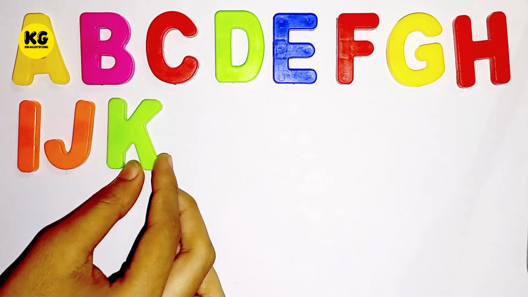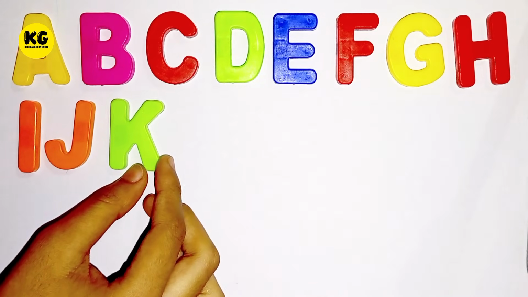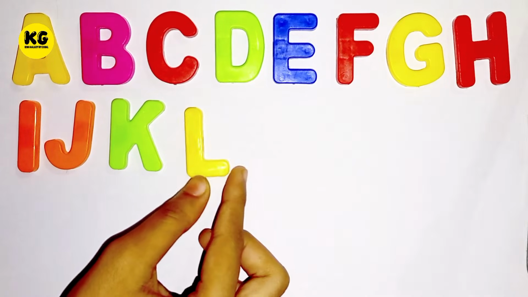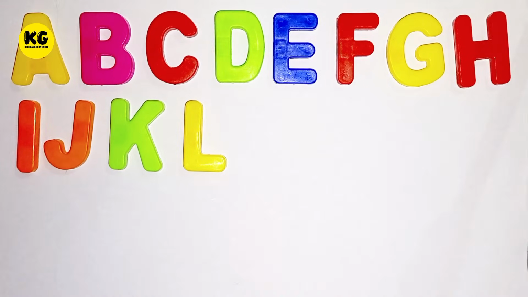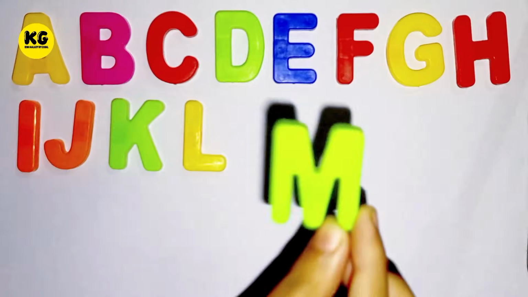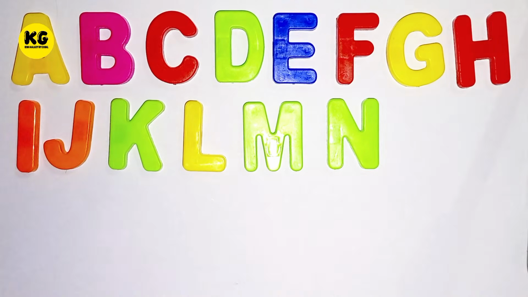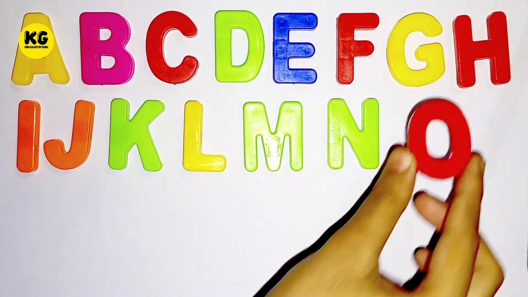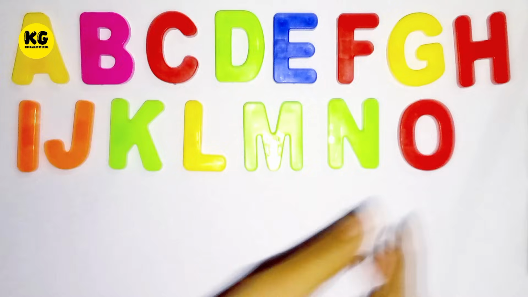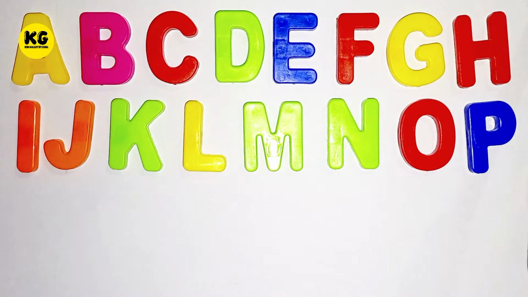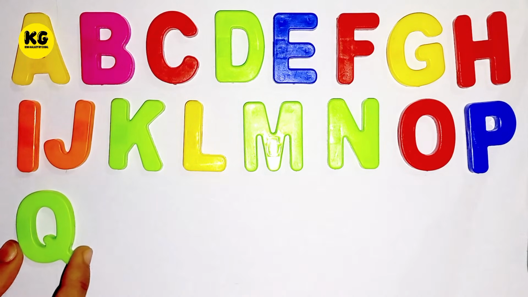Capital K for kite. Capital L for lamp. Capital M for monkey. Capital N for nest. Capital O for orange. Capital P for peacock. Capital Q for queen.